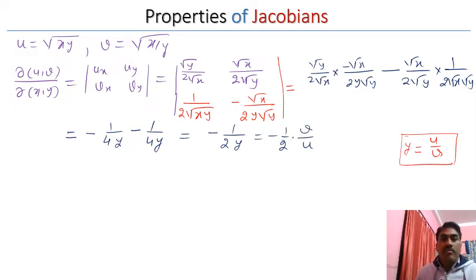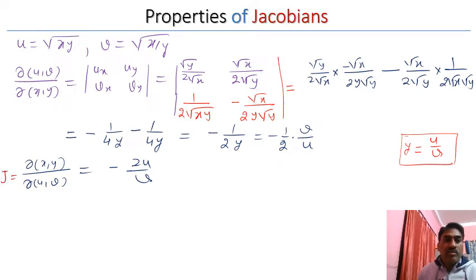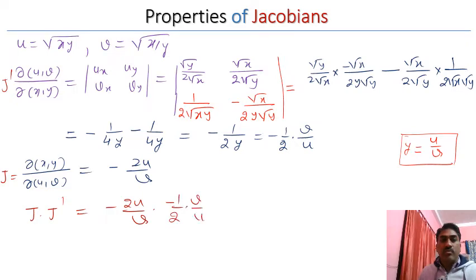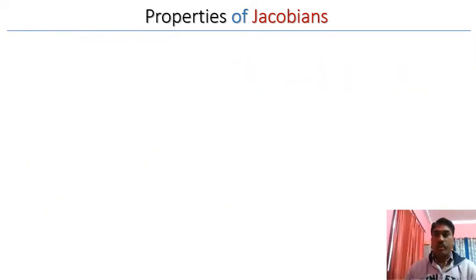So remember that we obtained the Jacobian of x, y with respect to u, v as minus 2u by v. So if we take this product, we have already assigned the name J to this. So this is J dash. So now J into J dash is equal to minus 2u by v into minus 1 by 2 v by u. So v cancels v, u cancels u, and this is finally 1. So what we did, we have proved that JJ dash is equal to 1. Now we take the next example.